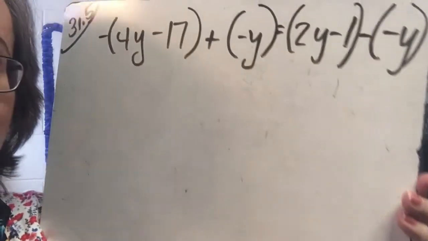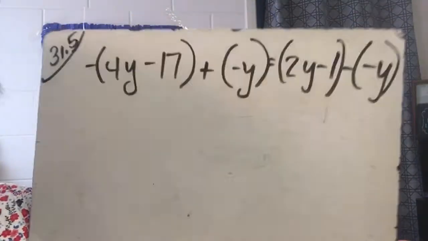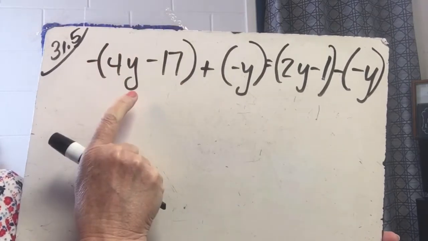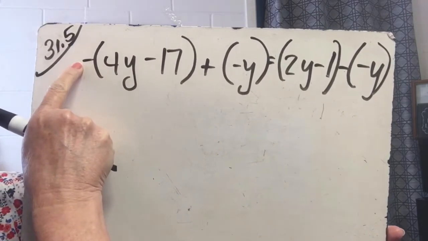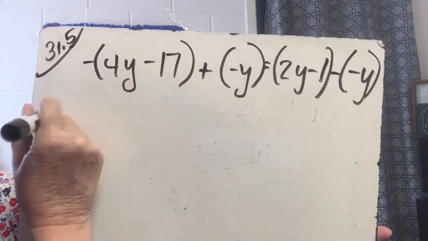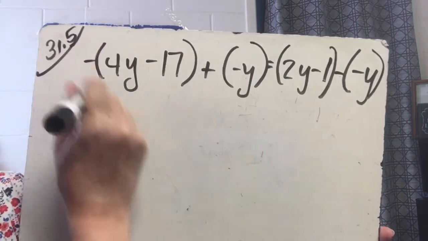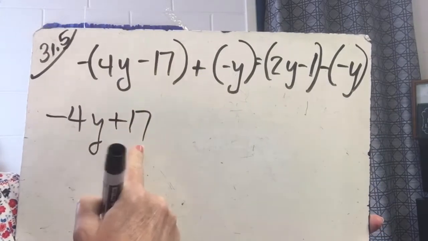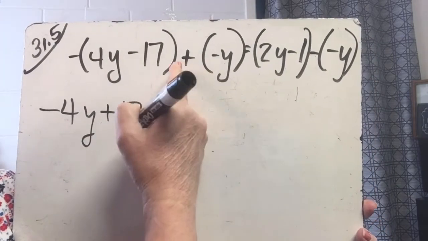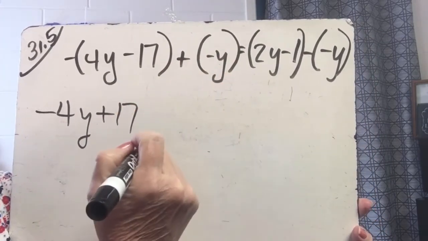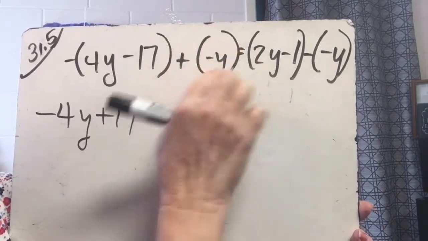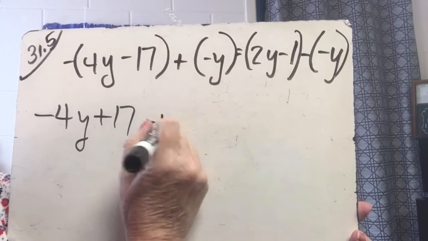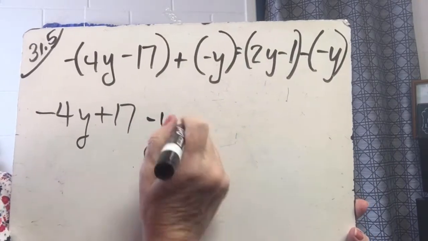Okay, this is our last example before you start your practice problems. So here we have a parenthesis that will not simplify, so we're going to distribute the minus all the way through. Minus 4y plus 17. Both signs just change. And then plus a -y. Okay, so the plus in the front means I can just pull off the parentheses, and I get -y equals.